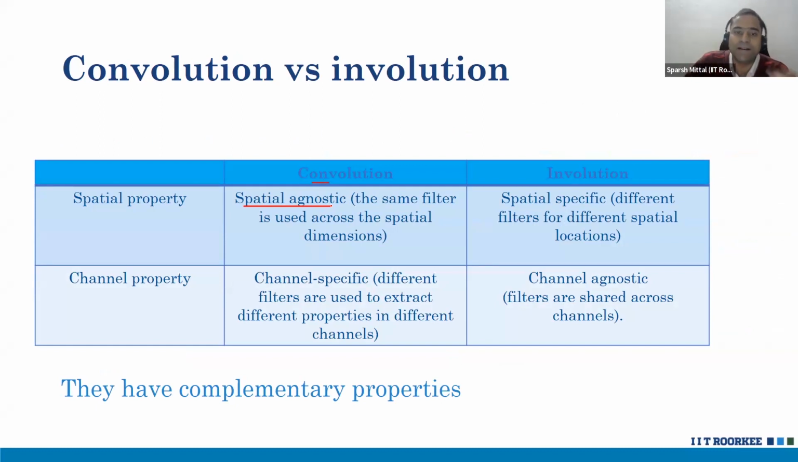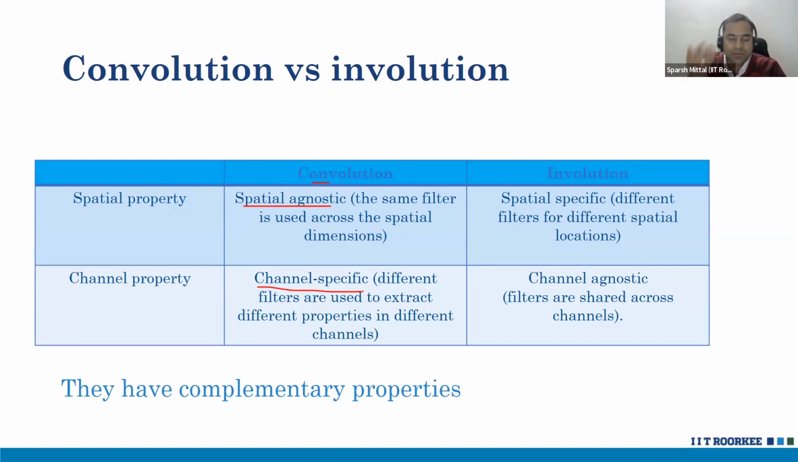For example, if we have a filter, also called a kernel, the same kernel we will use across the image. For example, if I'm trying to detect a beak in a bird's image, then wherever the beak is, I will be able to identify it because I'm rotating my kernel over the entire image. But convolution is channel specific. That means in different channels, for example, in any image we have 3 channels: red, green, and blue.